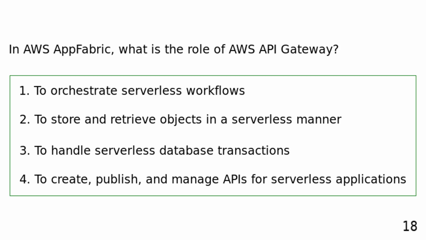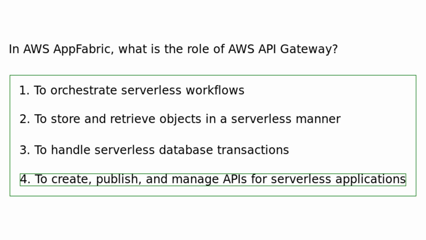In AWS AppFabric, what is the role of AWS API Gateway? To orchestrate serverless workflows. To store and retrieve objects in a serverless manner. To handle serverless database transactions. To create, publish, and manage APIs for serverless applications. AWS API Gateway within AppFabric allows developers to create, publish, and manage RESTful APIs that act as the front door for serverless applications, handling authentication, rate limiting, and more.